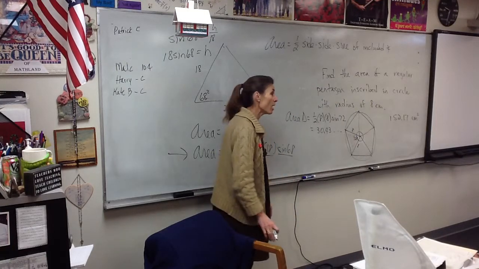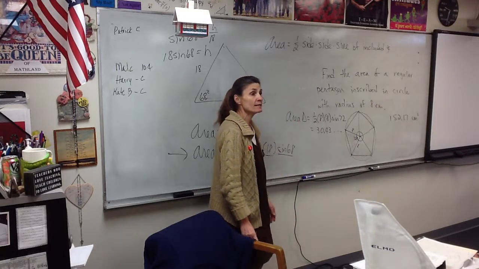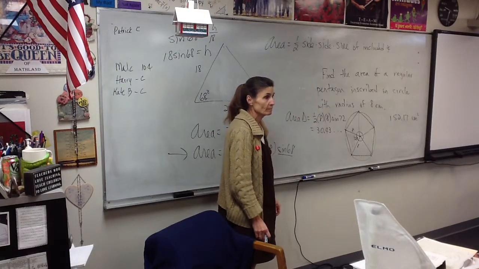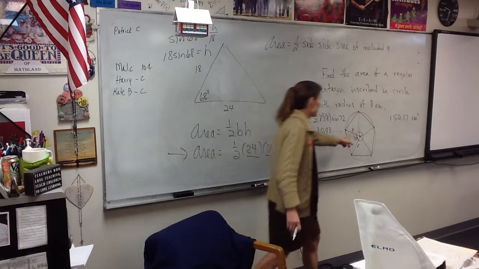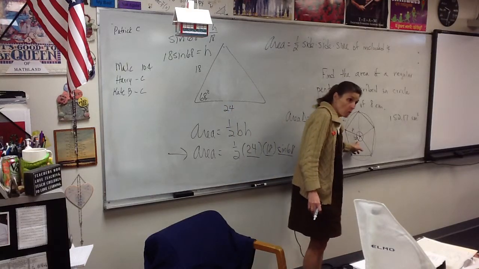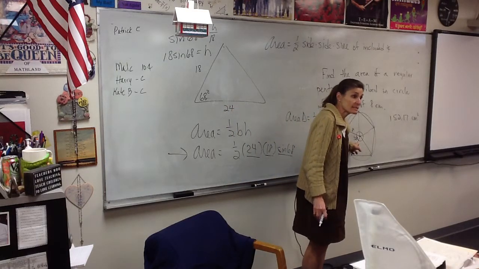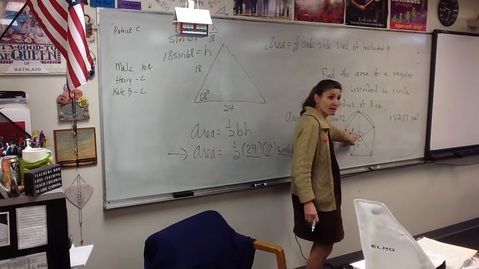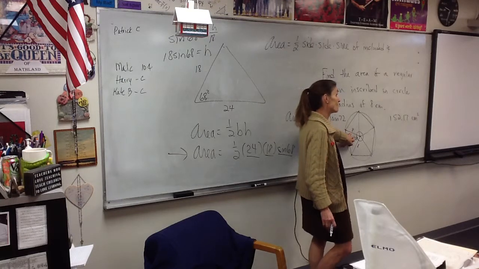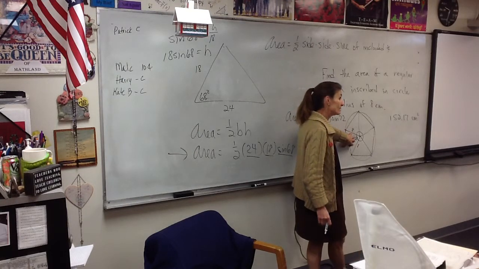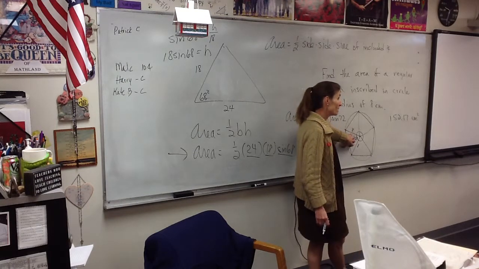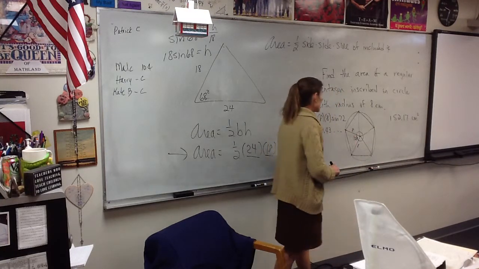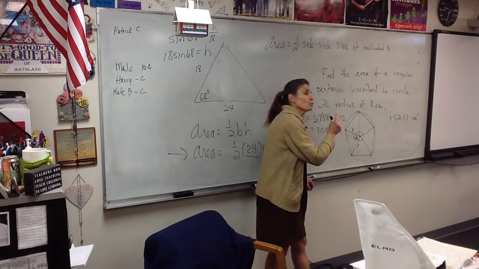Next time you see that problem, it won't be a pentagon, it'll be an octagon. What will change? The central angle in an octagon won't be 72, it'll be 360 divided by 8. And when I find the area of my triangle, I won't times it by 5, I'll times it by 8. Right? Okay.